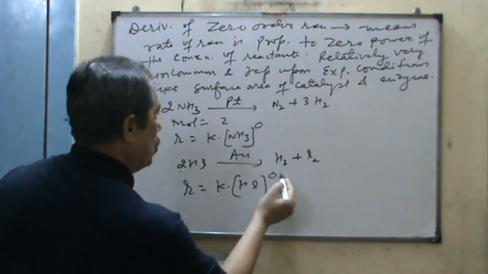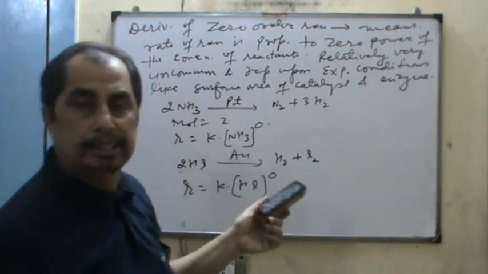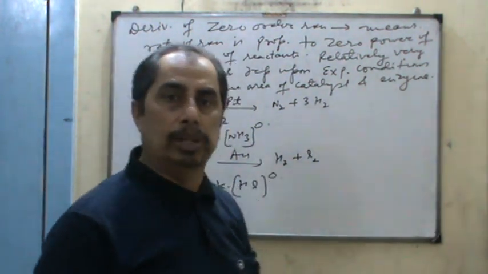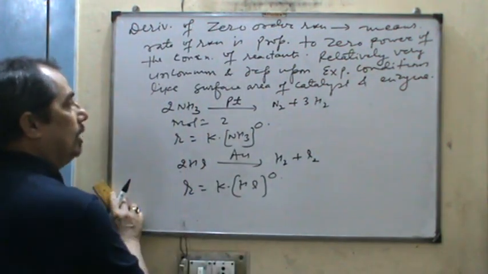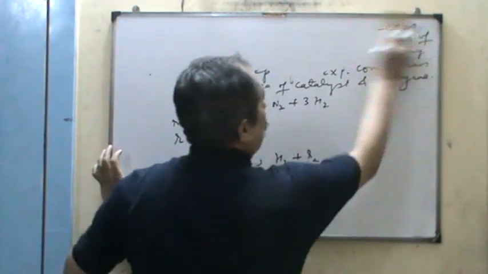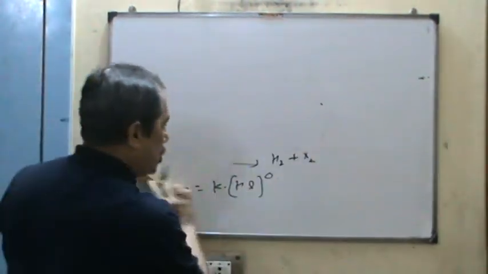So it is called zero order reaction because the rate is directly proportional to the zero power of the concentration of the reactant. It is called zero order reaction.